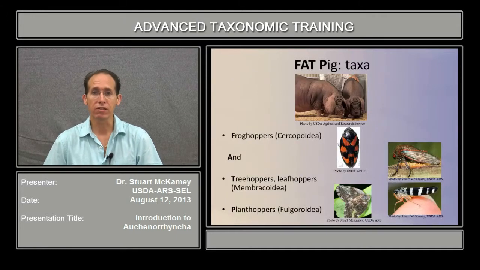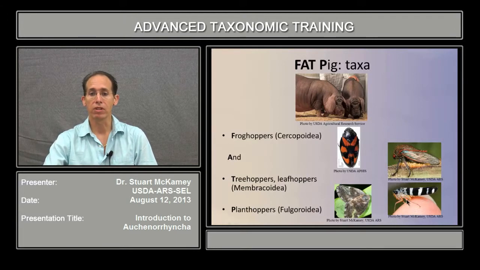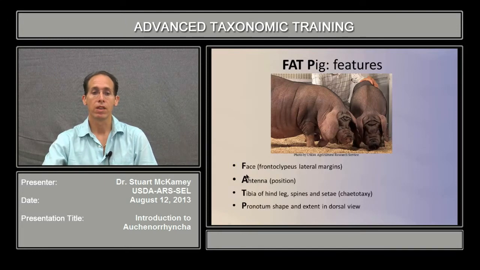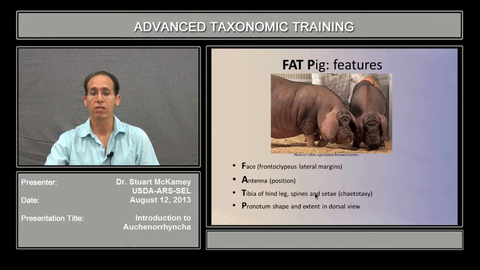There's a mnemonic for the taxa you have to remember. Fat pig, F-A-T-P-I-G. The frog hoppers, or Cercopoidea, and tree hoppers and leaf hoppers, Membracoidea, and the plant hoppers, Fulgoroidea. The same mnemonic can be used to remember the four characters you need to know. The face, for the frons lateral margins, the antennae, their position, the tibia of the hind leg, their spines and setae, or chaetotaxy, it's called, and the pronotum, the shape and extent in dorsal view.